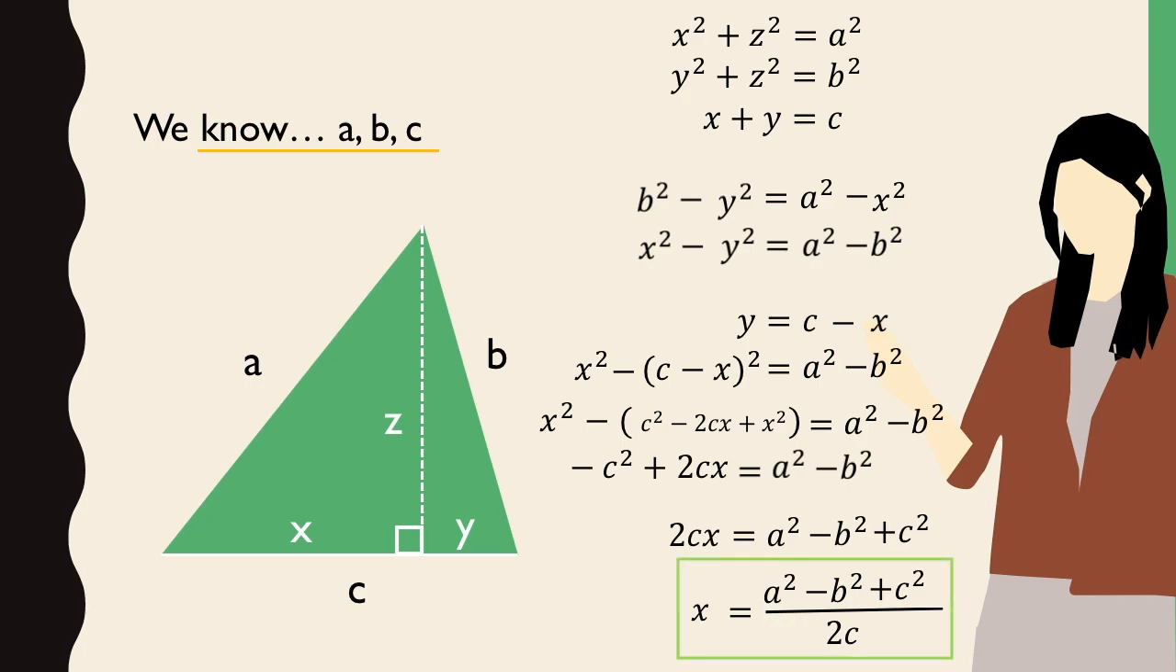x. So this means that if we know a, b and c only, we'll be able to find x straight away, and from there it's only one more step to find the value of z, and hence be able to calculate the area.